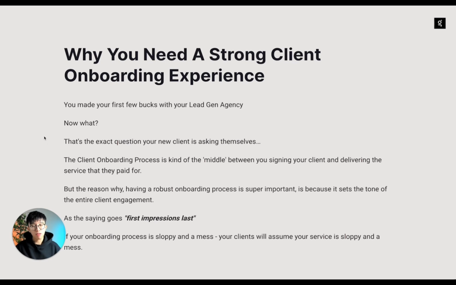And the client onboarding process is kind of that middle process, that gray area between you signing them as a client and delivering the exact service that they paid for. But the reason why having a strong and robust onboarding process is super important is because it kind of sets the tone for the relationship as a whole.